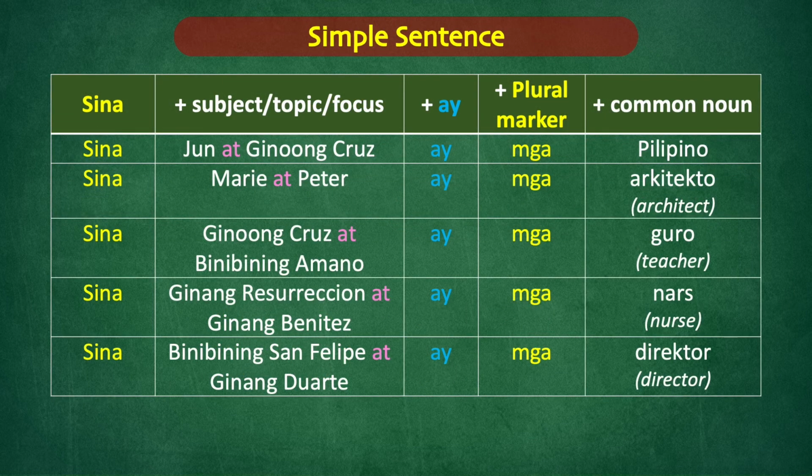Let's continue with some more examples. Sina June at Ginoong Cruz ay mga Pilipino. Sina Marie at Peter ay mga arkitekto. Sina Ginoong Cruz at Binibining Amano ay mga guro. Sina Ginang Resurreksyon at Ginang Benitez ay mga nurse. Sina Binibining San Felipe at Ginang Duarte ay mga direktor. As you can see, adding mga before the common noun is already enough to tell that it is in the plural form. There is no need to change anything in the noun.